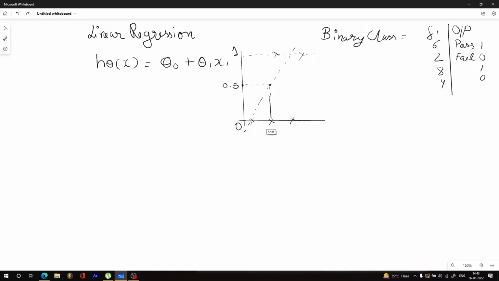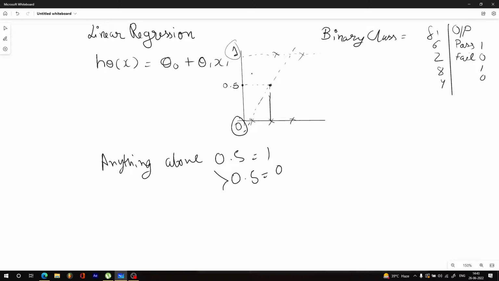Let's say this is our line, and we can clearly see whatever points we get above 0.5, let's say we got an answer of 0.7, we can conclude that it will be 1. And if we get an answer below 0.5, we can conclude it is a 0. So I can simply write here: anything above 0.5 will be 1, and lower than 0.5 will be 0.